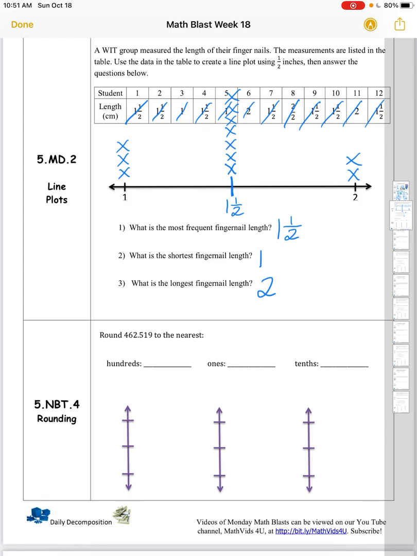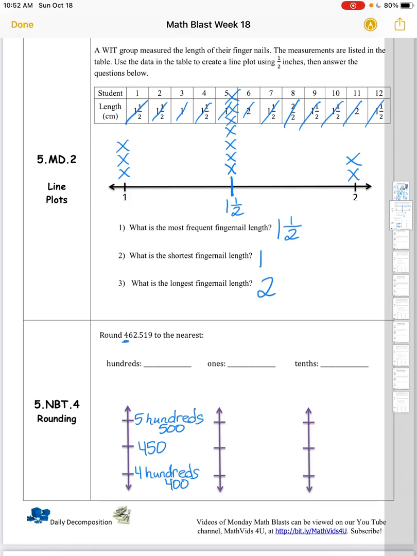Rounding. Round 462 and 519 thousandths to the nearest hundred. So if I'm rounding to the nearest hundred, I'm going to go all the way to the hundreds place. And I'm going to say my number is built from 4 hundreds, which is equal to 400. If I add on one more hundred, I would have 5 hundreds in my number. And I know in standard form, I can write that as 500. The midpoint, the number that lies right between 400 and 500, would be 450.